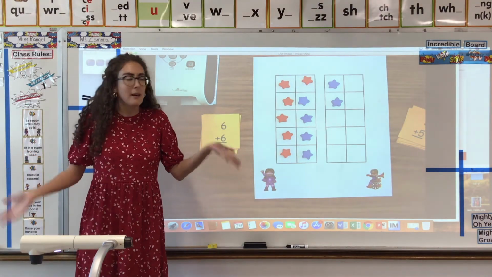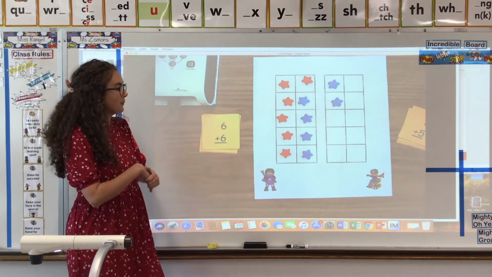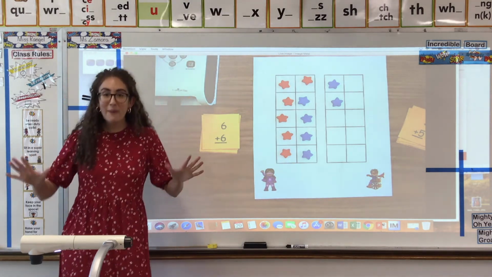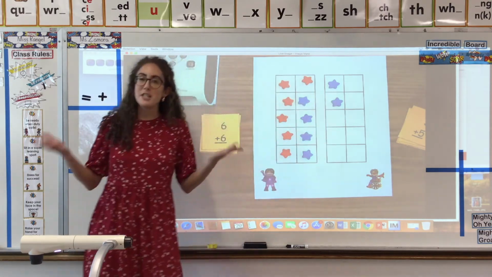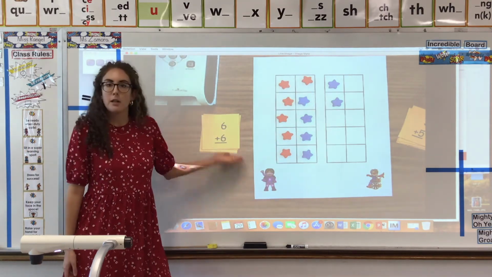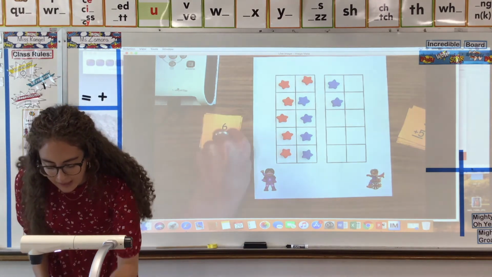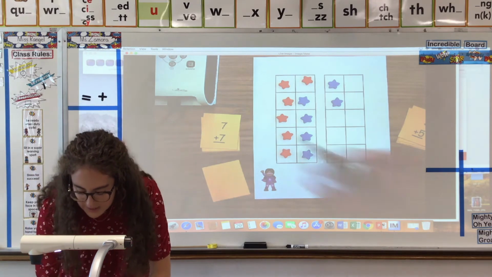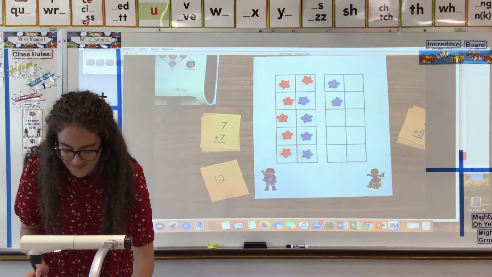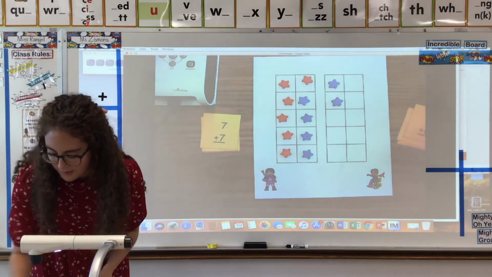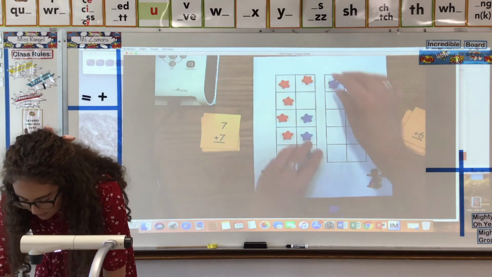What did we make? 6 plus 6 is, what do you see? It's 12. It's 10 plus 2, which is 12. And that's 6 plus 6. So let's go ahead. Can you write it on the back of that card? 6 plus 6 equals 12. Awesome. Okay, we have a lot to reset, but let's do it. Reset your frame.